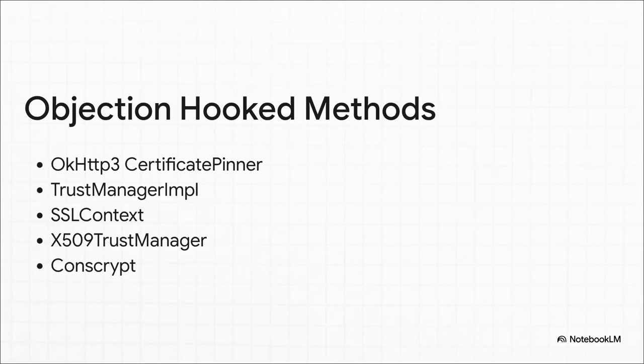Let's actually focus on Objection for a second. Running the single command android sslpinning disable inside Objection is just incredibly powerful. Instead of you having to hunt down the exact library the app is using, Objection just spray hooks all of these common methods simultaneously. We're talking OkHttp3, TrustManagerImpl, SSLContext, the whole shebang. For the vast majority of standard apps you'll test, this is hands down the absolute fastest approach to disable that pinning logic on the fly.